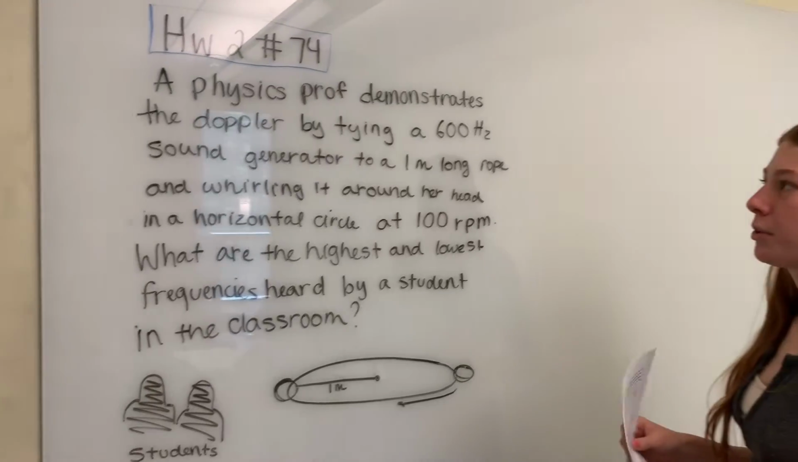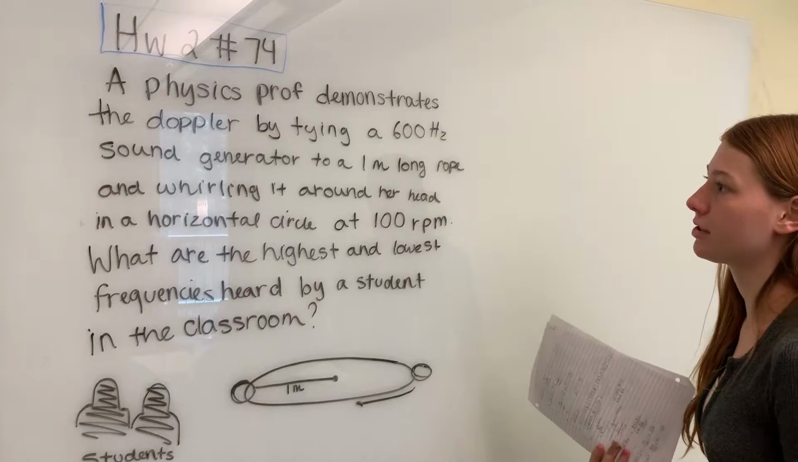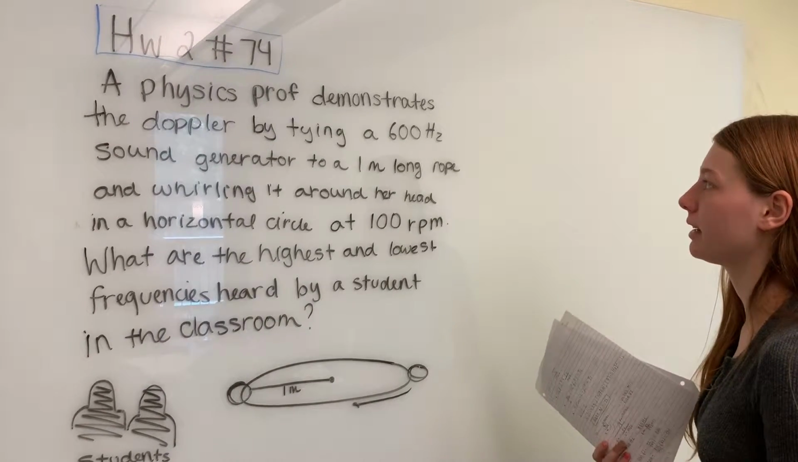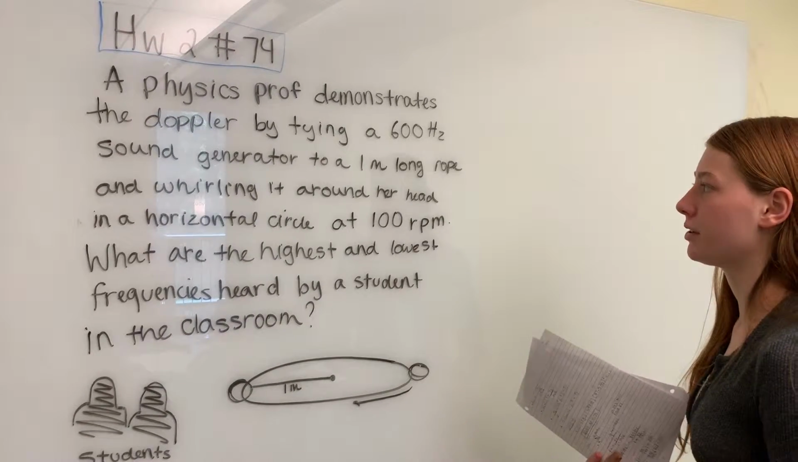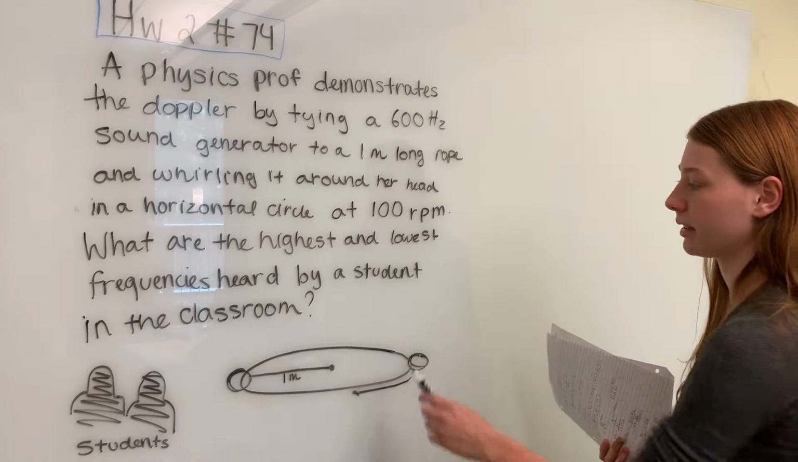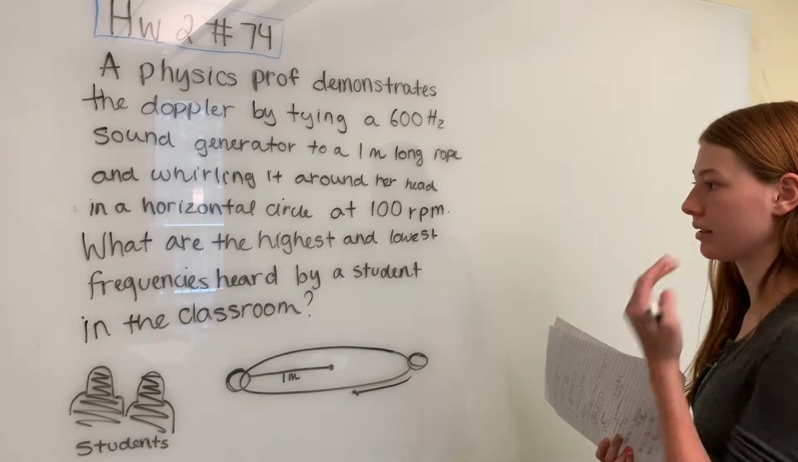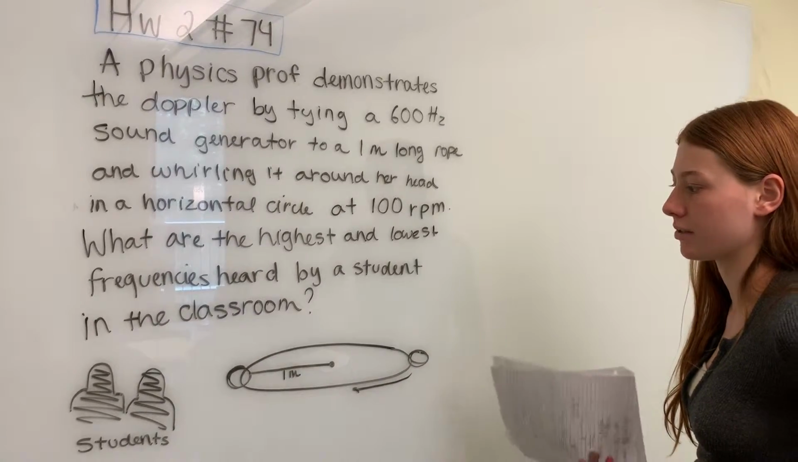Okay, so I'm doing homework 2 number 74. It starts just by saying a physics professor demonstrates the Doppler effect by tying a 600 hertz sound generator to a 1 meter long rope and whirling it around her head in a horizontal circle, kind of like a lasso, at 100 RPMs. What are the highest and lowest frequencies heard by a student in the classroom?